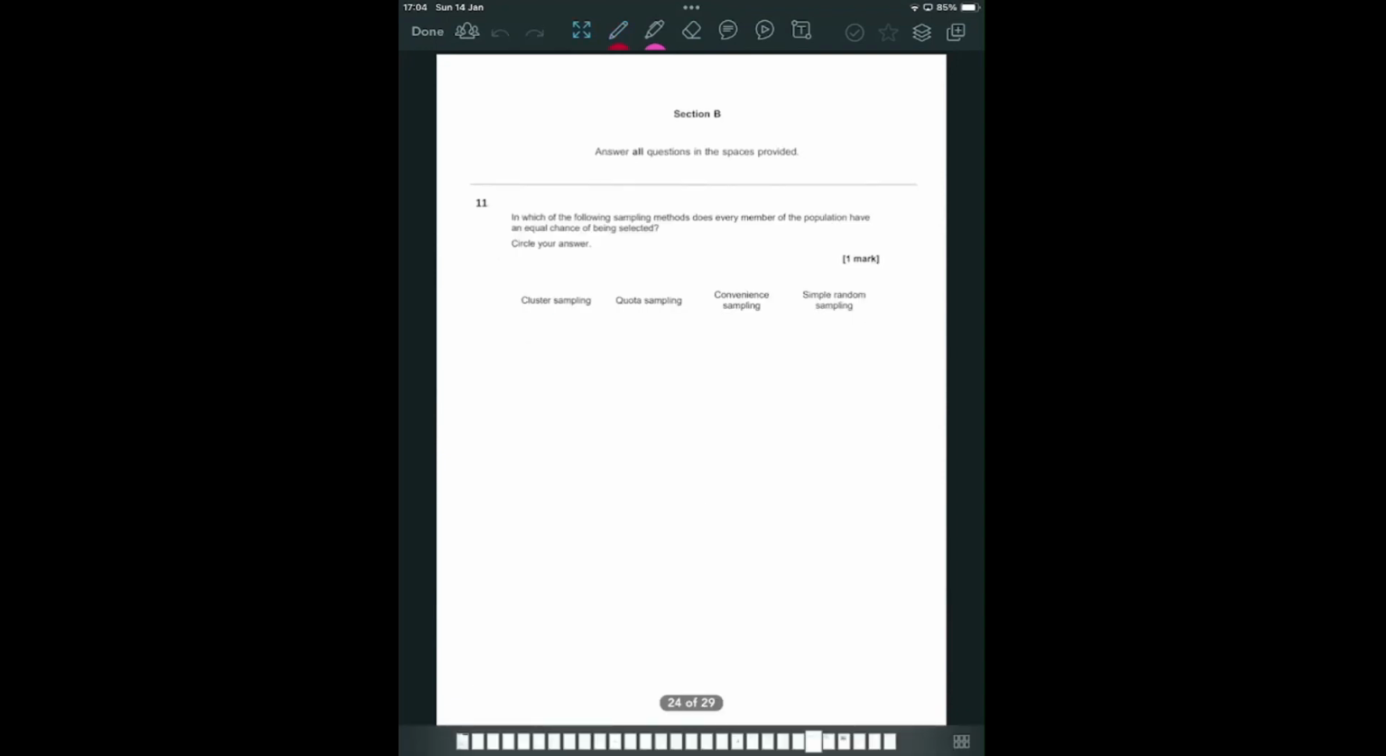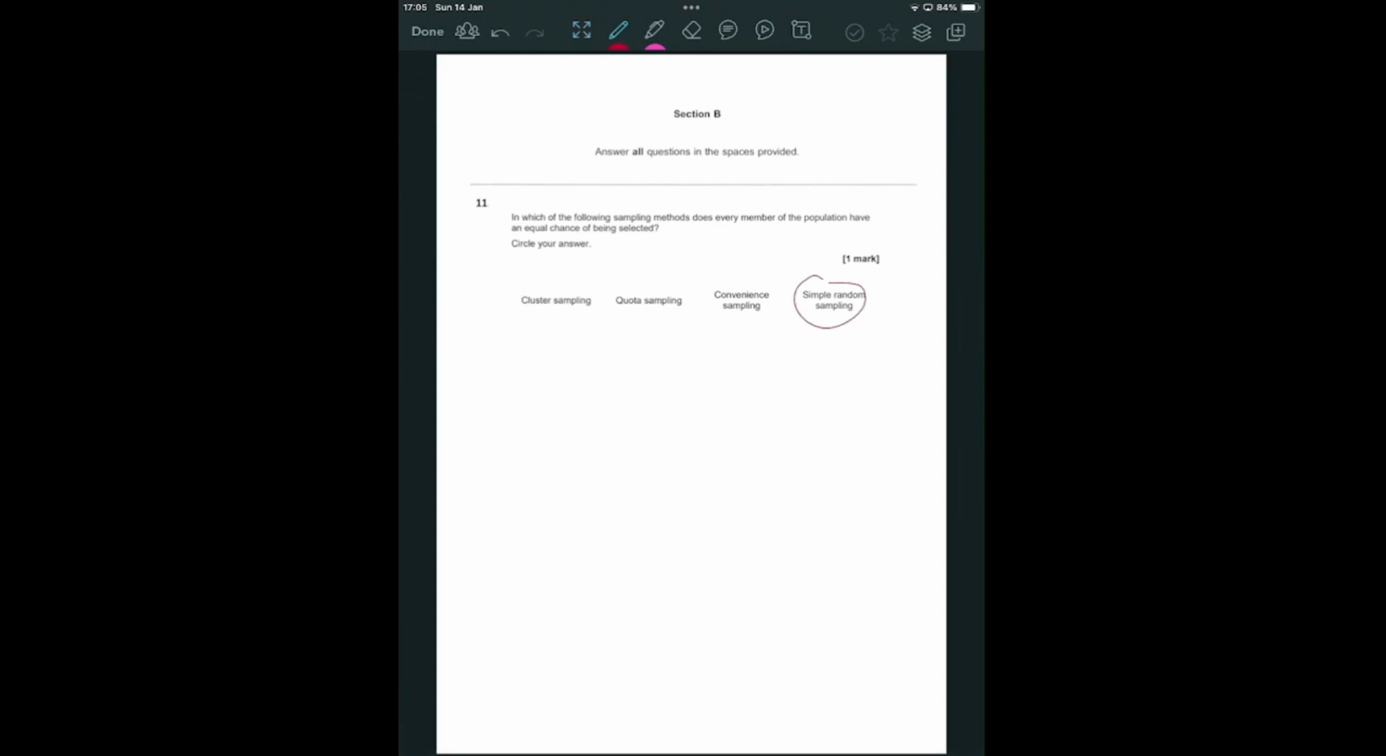Okay, we are now on to the stats section. So, question 11. Which of the following sampling methods does every member of the population have an equal chance of being selected? Well, the equal chance is exactly the feature of simple random sampling.